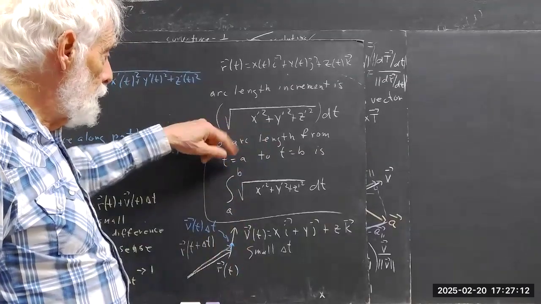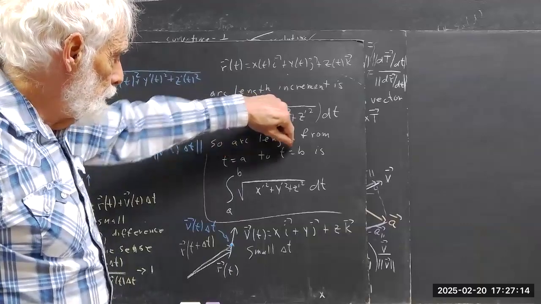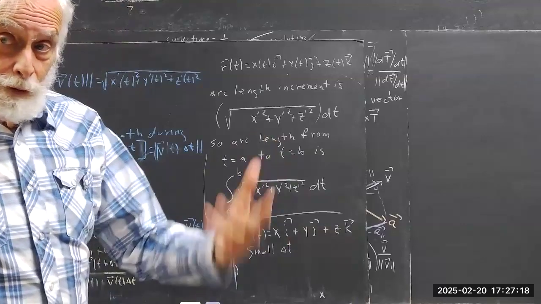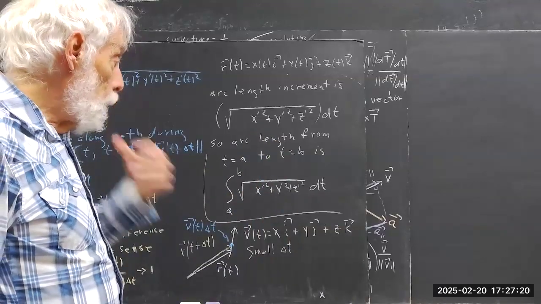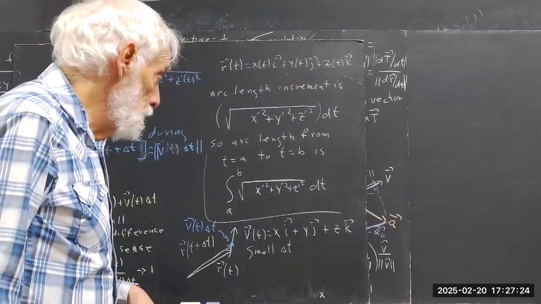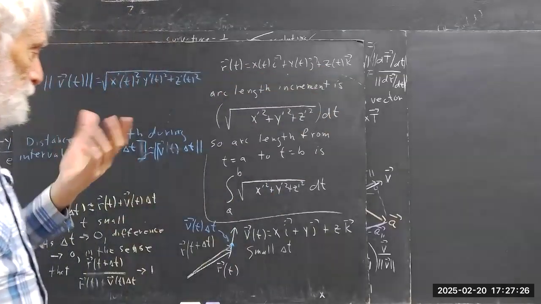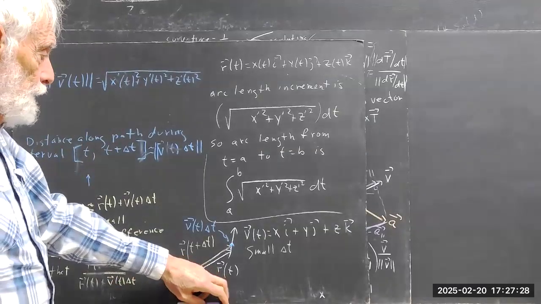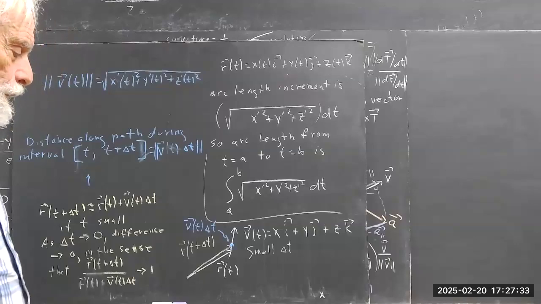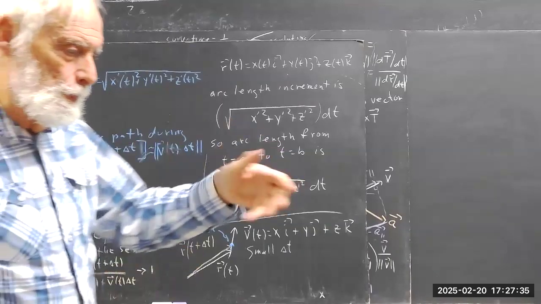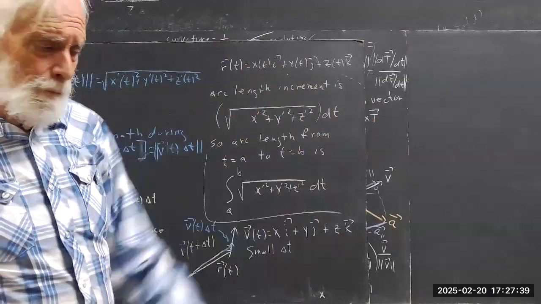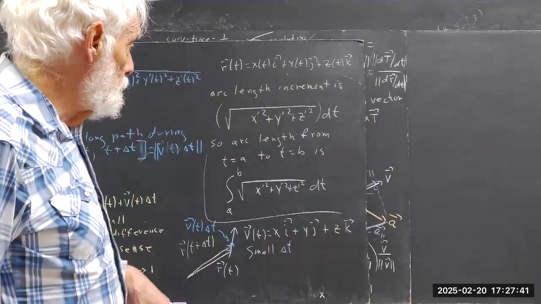What does that mean? That means the arc length from t equals a to t equals b is just the integral of that increment. So there it is. That's a formula for arc length if you know the x of t, y of t, and z of t functions. But why is that? It's kind of important to understand that, because, you know, I was talking about the 1 plus f prime squared integrated with respect to your variable.